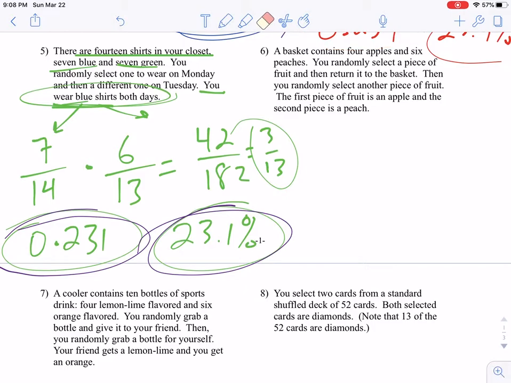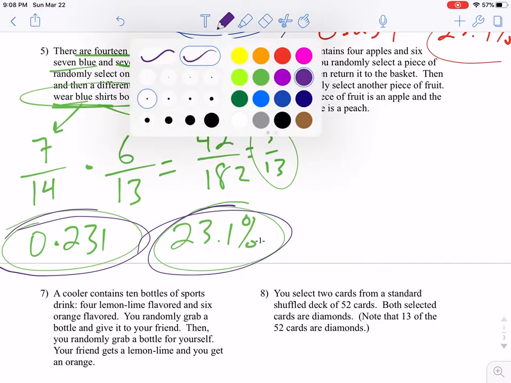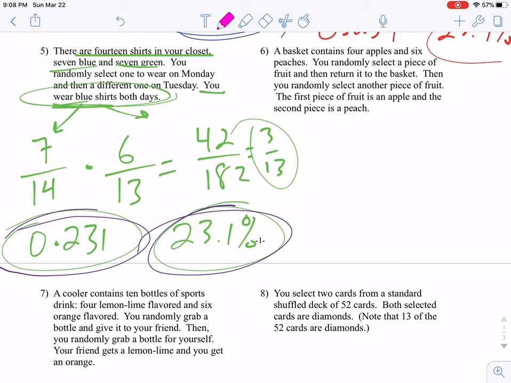Okay, number 6 here. Number 6, it looks like we've got a basket of fruit. There's 4 apples and 6 peaches. So how many total pieces of fruit are there in the basket? 4 plus 6 adds up to 10. There's 10 to start with. Okay. And now we're pretending you randomly select a piece of fruit and return it to the bag. So you take one out and you look at it and you put it back. Then you randomly select another piece. What's the probability that the first piece is an apple, the second piece is a peach?